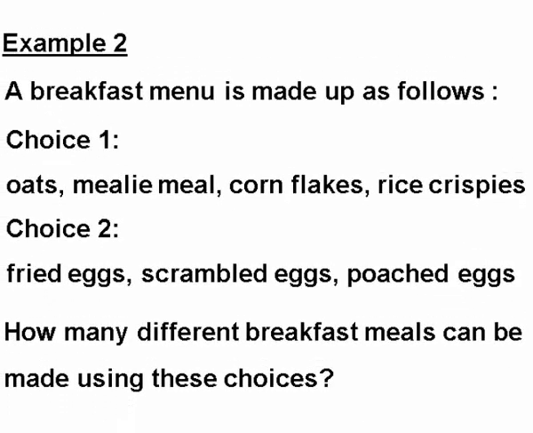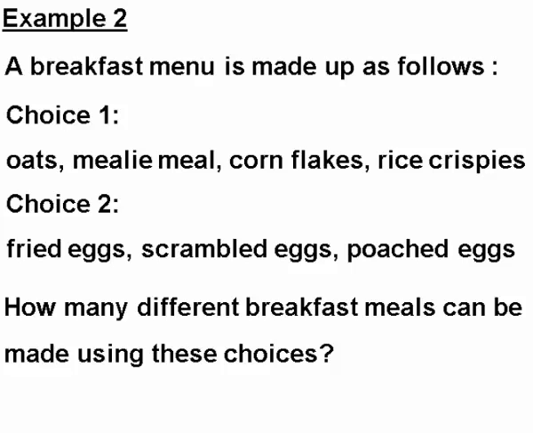And this time, we're going to have 2 operations. It's going to be a choice 1 and a choice 2 in a breakfast menu. Now, a breakfast menu is made up as follows. Choice 1, you could eat oats, I'm getting hungry, Millie Meal, cornflakes, Rice Krispies. So you've got to choose 1 from each option. Then your second choice, you can choose fried eggs, scrambled eggs, or poached eggs.